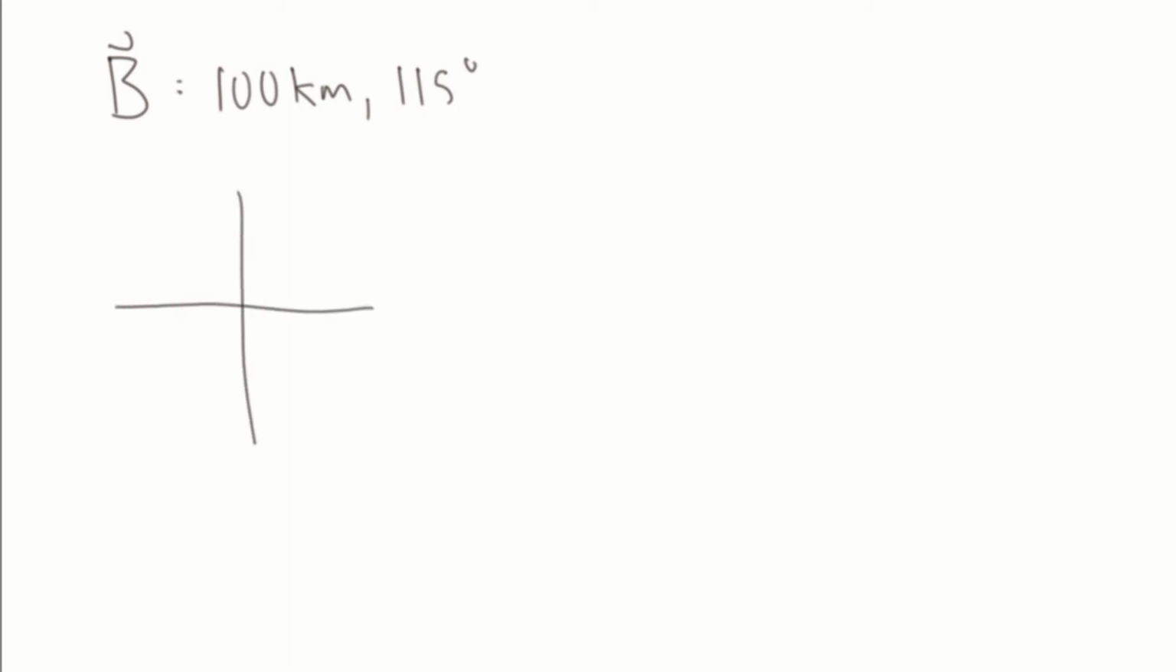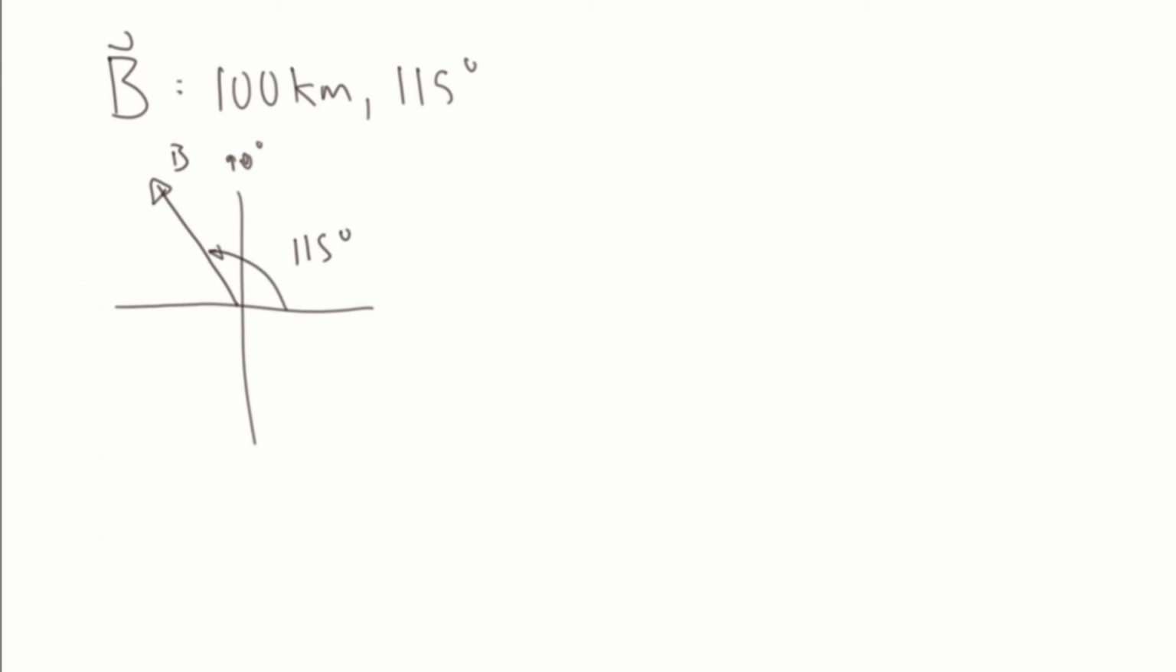Okay, let's take a look at another slightly more complicated resultant breakdown. So we'll call this vector B, and we'll say vector B is 100 kilometers long, and it's oriented at 115 degrees. So if we were to sketch that out, again, we have our x and y axis here. 115 degrees, 90 degrees is straight up. So 115 degrees is 25 degrees past that, so around here-ish. So that's vector B, oriented at 115 degrees.